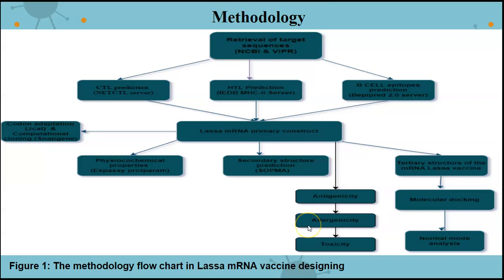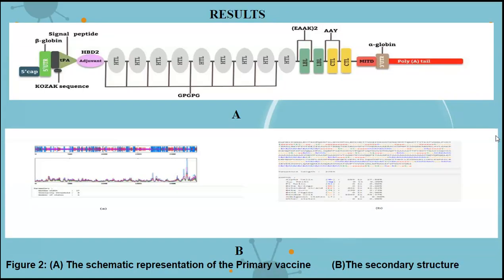The molecular docking of the tertiary structure was done. The normal mode analysis of the construct was also done. The primary construct was also reverse translated to the mRNA. Then the codon adaptation was done, and the computational cloning using SnapGene was also carried out. So these are some of the results.